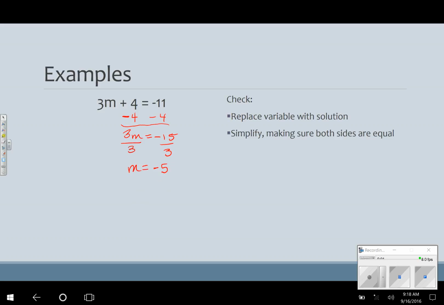Okay. Now I wanted to remind you that you can actually check to see if you're right by replacing our variable with what we think is the solution. So we're going to put negative 5 in for m, and then we're going to simplify. So 3 times negative 5 is negative 15, and we're going to add 4. And then negative 15 plus 4 is negative 11, so we know we're right. And that is our solution.